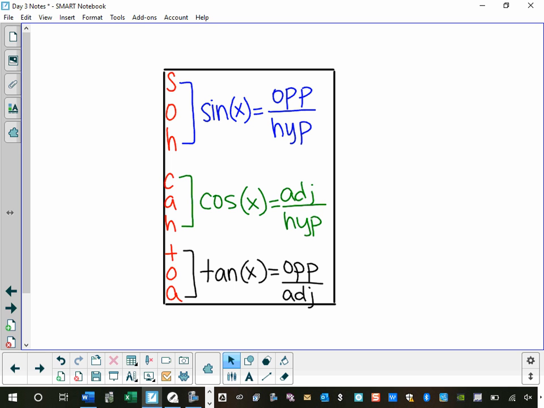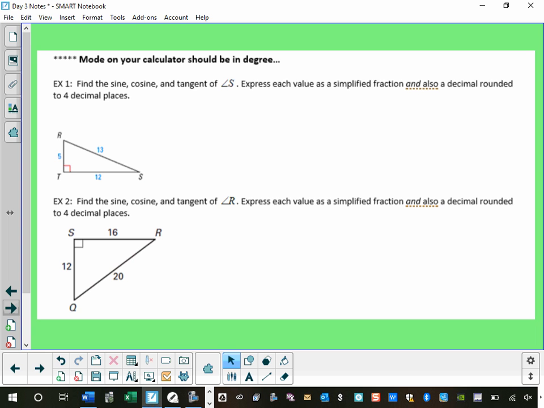Okay, alright, let's go here. Find the sine, cosine, and tangent of angle S and express each value as a simplified fraction, also as a decimal rounded to 4 decimal places. And we're just going to do 2 decimal places.